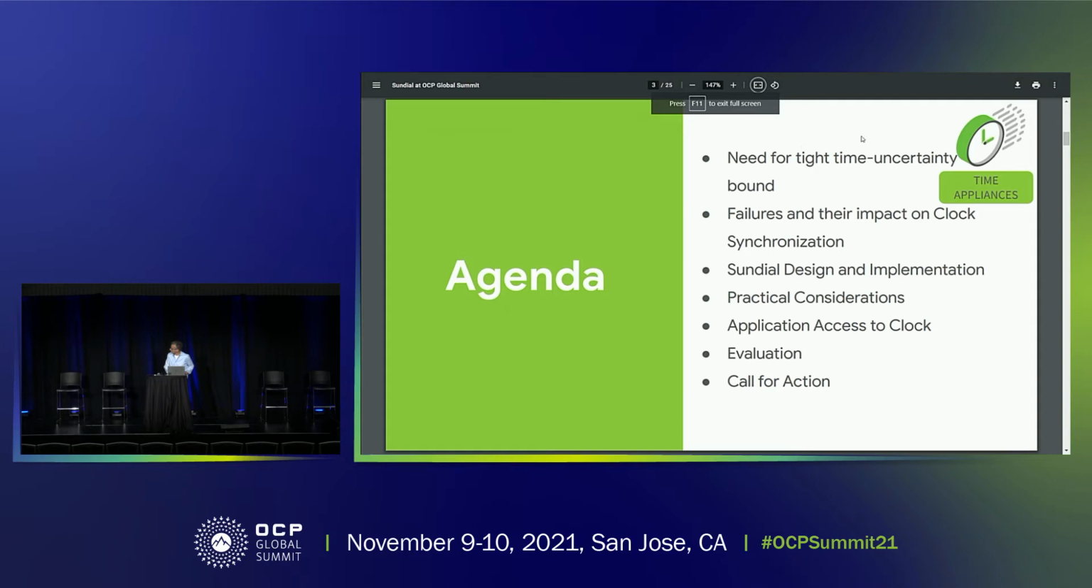The agenda for the talk is as follows. We are going to introduce the notion of time uncertainty bound, which is a guarantee on the worst case error bound, and why in the context of data center applications, we need this bound to be as small as possible. We are going to discuss some types of failures that can occur in data centers and how they impact clock synchronization. With this background, we are going to present the design of Sundial, which is a hardware software co-design. We are going to talk about some of the practical considerations, discuss some evaluation results before we end the talk with a call to action. Next slide, please.